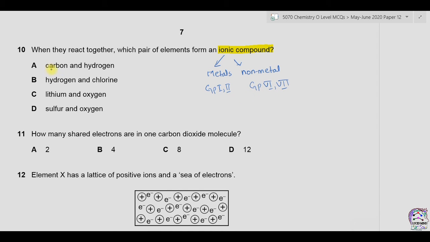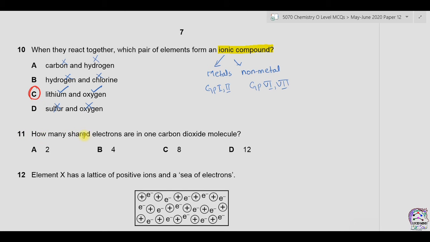So looking at the option, A is carbon and hydrogen, both are non-metals, so therefore covalent bond is present. B is hydrogen and chlorine, both are non-metals. C is lithium, lithium is from group 1 and oxygen is from group 6, so they can make an ionic compound. D is sulfur and oxygen, both are non-metal, so therefore the only correct option is C.